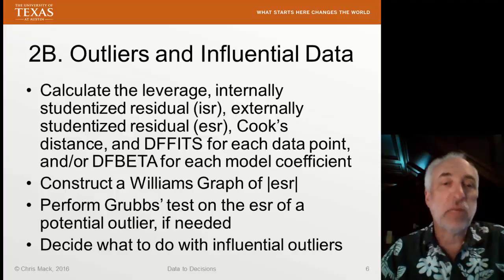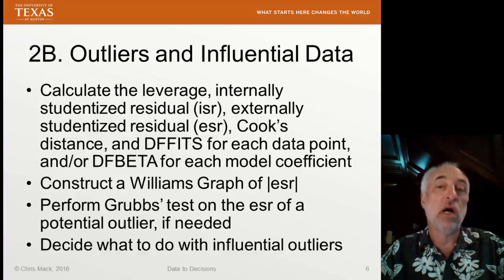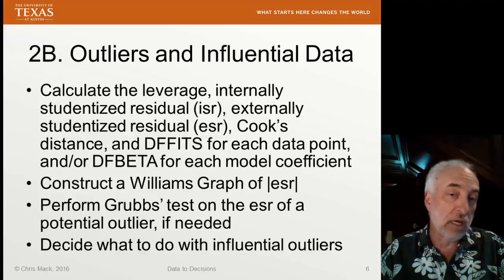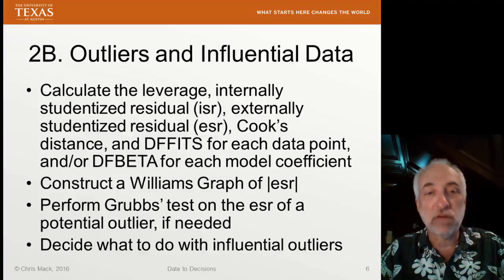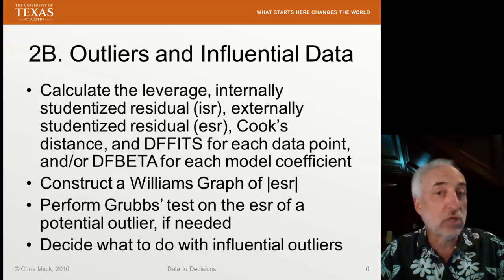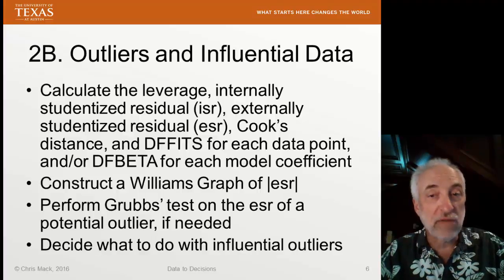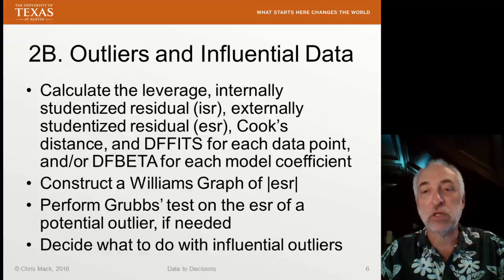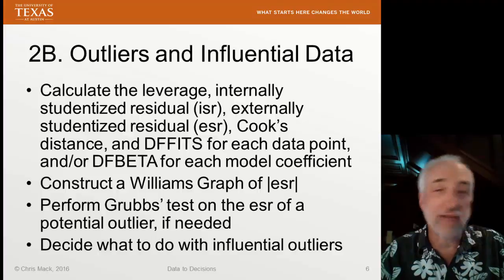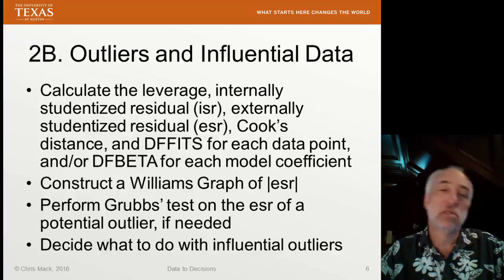I find, especially as a first look, the most useful thing to do is to construct a Williams graph. We plot on the Williams graph the magnitude of the ESR versus the leverage. We can put a horizontal line corresponding to Grubbs' critical t-value, and a vertical line corresponding to twice the average leverage, and look for high leverage points, potential outliers, and most importantly, highly influential outliers.